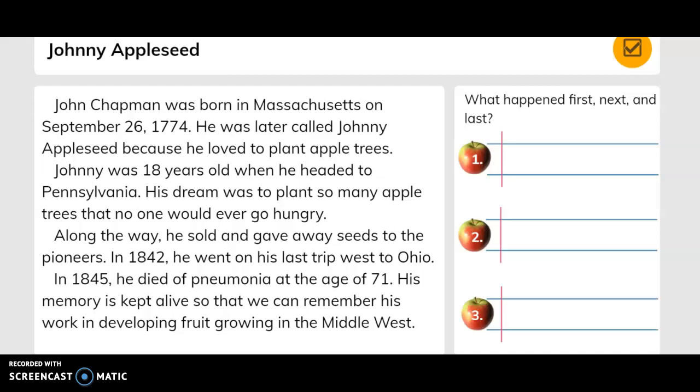Along the way, he sold and gave away seeds to the pioneers. In 1842, he went on his last trip west to Ohio. In 1845, he died of pneumonia at the age of 71. His memory is kept alive so that we can remember his work in developing fruit growing in the Middle East. What happened first, next, and last?